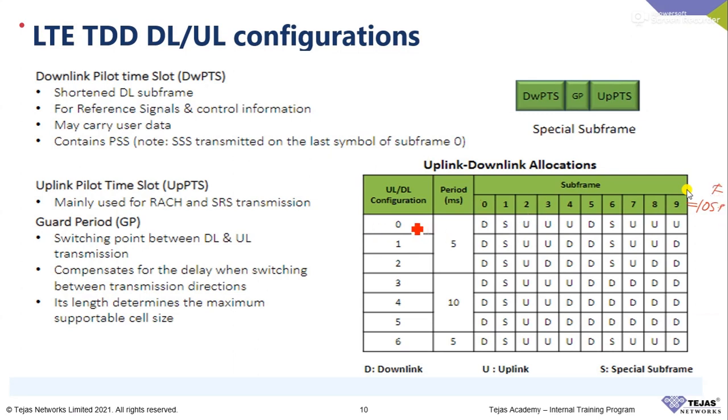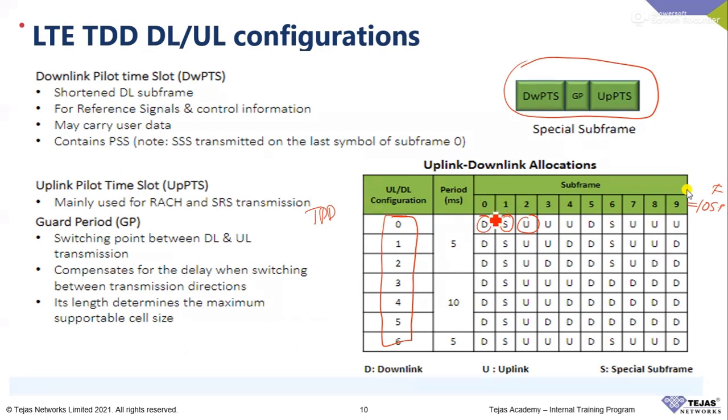Now, the LTE standard says that according to the 3GPP specification, we have 7 different configurations in TDD. It also specifies in which subframe what sort of transmission will take place. See here, D means downlink, U means uplink, S means special subframe. We also looked at how the special subframe looks. Why it is there, I'll come to this, but just understand how it is structured here.